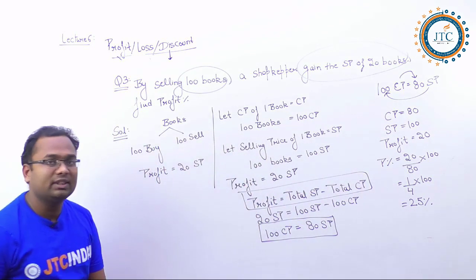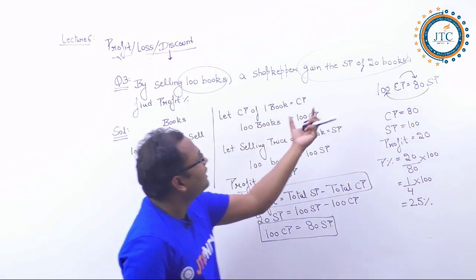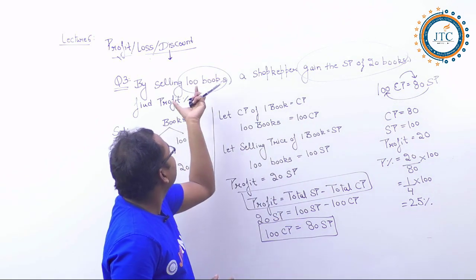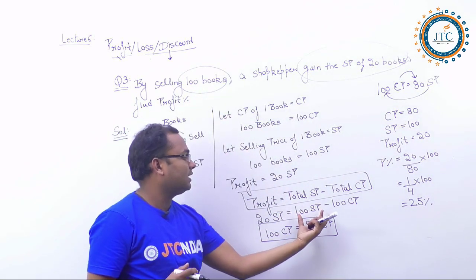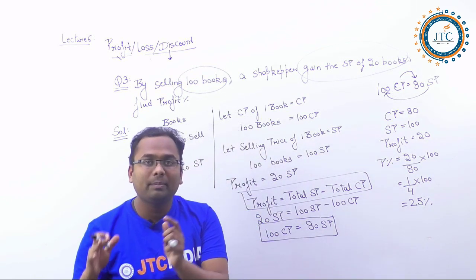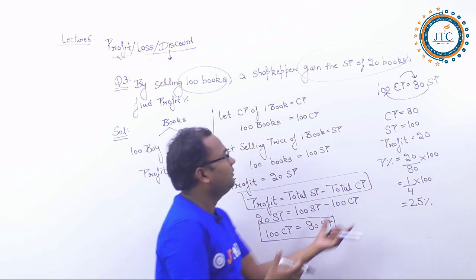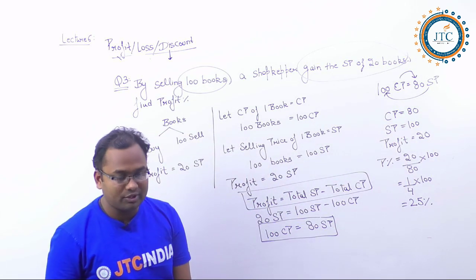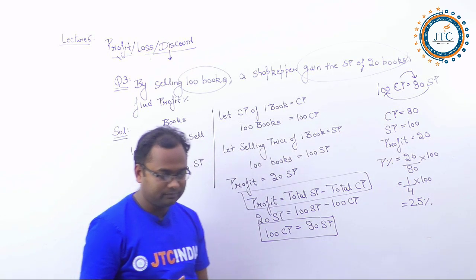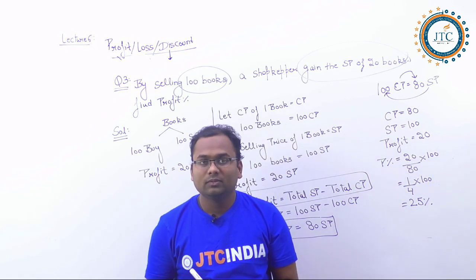Profit is equal to total selling price minus cost price. So what is the value of profit? Profit is equal to 20 books selling price. So write it here 20 SP. And when the selling is 100 books, write it here 100 SP minus 100 CP, because when the shopkeeper sells 100 books, then he purchases also 100 books. So from here we can directly analyze this type of question. Any doubt?